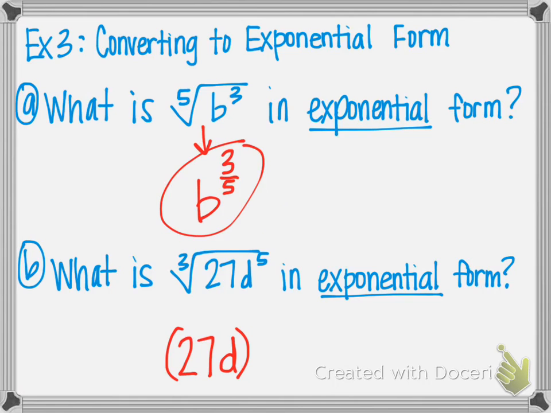Oh, look. What does this exponent go with? The D, not the 27. So what I need to do is do this two separate. I need to do 27 and D. They're both under the third radical. So they both get the 3 in the bottom. It's just that this gets the 5.